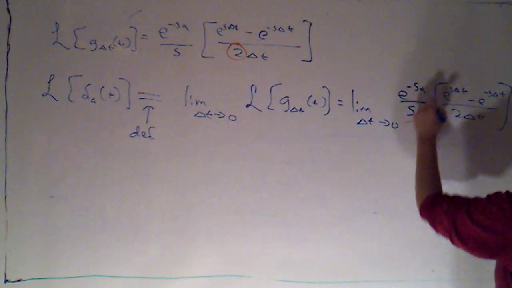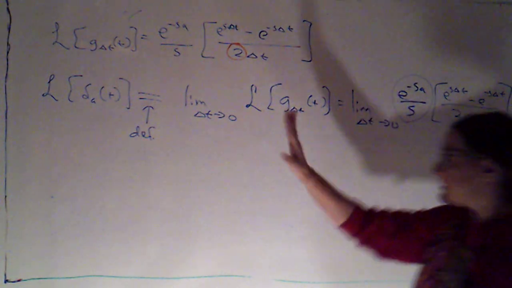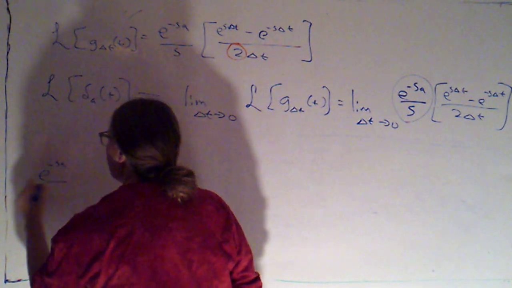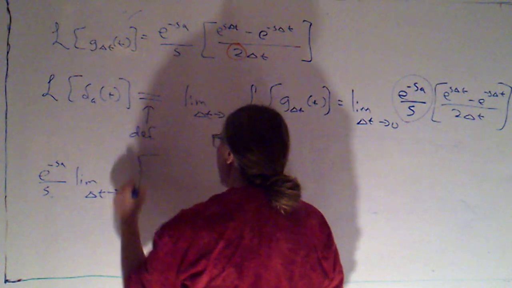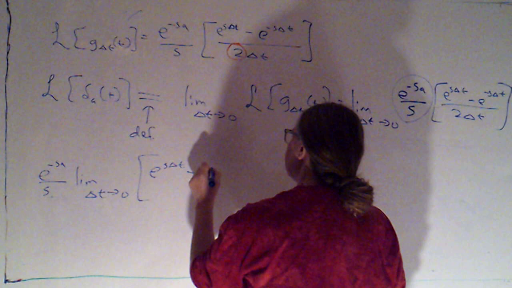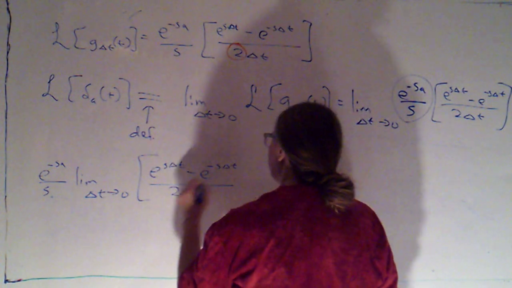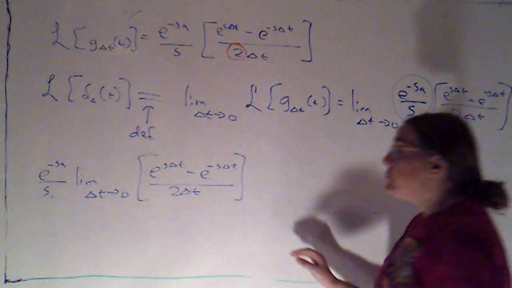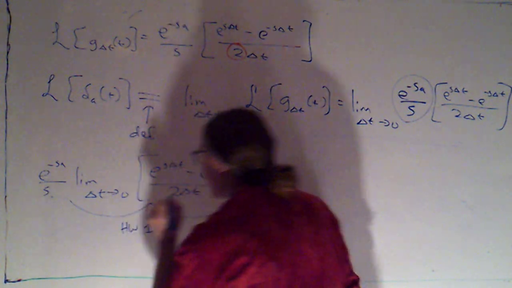Now, notice this doesn't have any delta t's in it, so that's constant with respect to delta t, so I'm just going to factor that out. So I'm going to get e to the negative s a over s times the limit as delta t goes to 0 of e to the s delta t minus e to the negative s delta t all over 2 delta t. Now, you will be evaluating this limit in homework problem number 1.